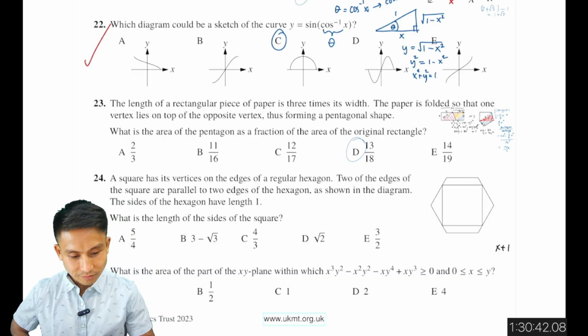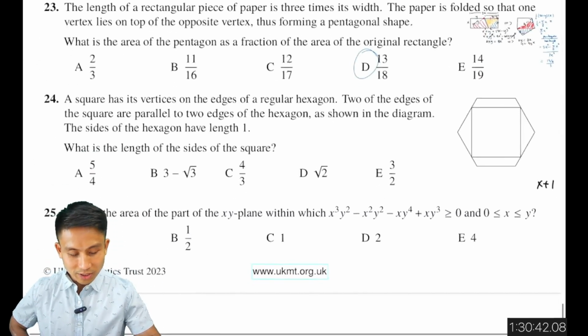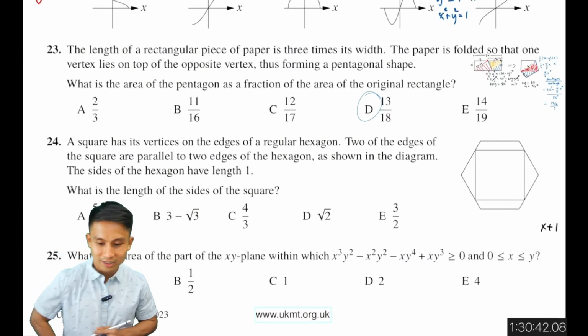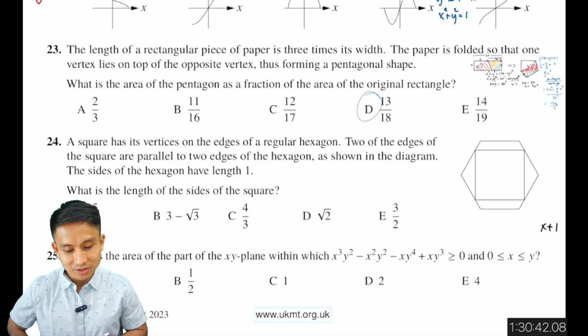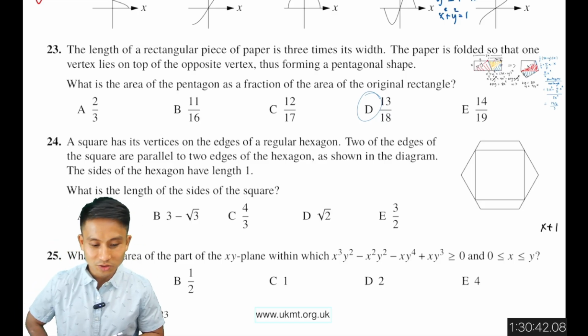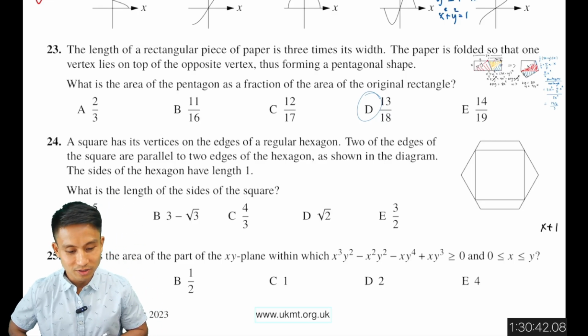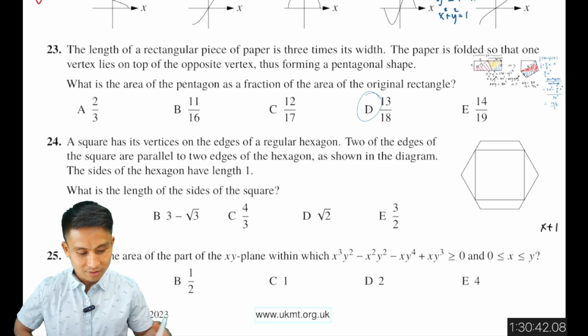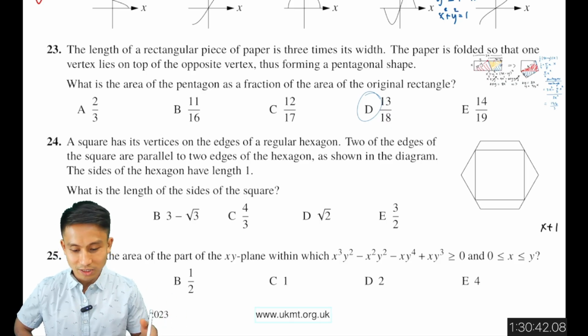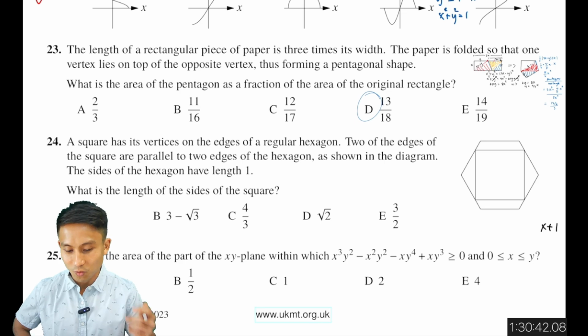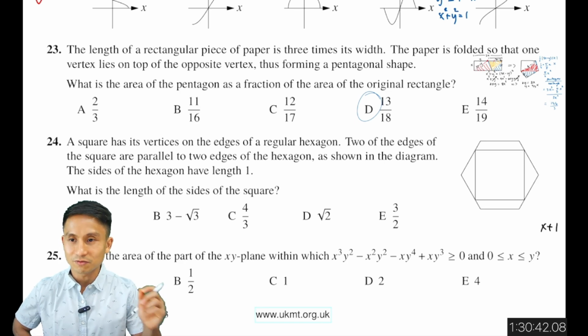All right. Okay. 24 is actually more interesting. A square has its vertices on the edges of a regular hexagon. Two of the edges of the square are parallel to the edges of the hexagon. You can see in the diagram there. As shown in the diagram, the sides of the hexagon have length 1. What is the length of the sides of the square?